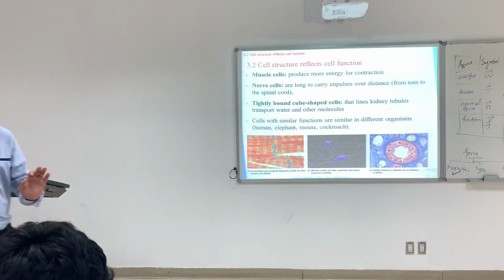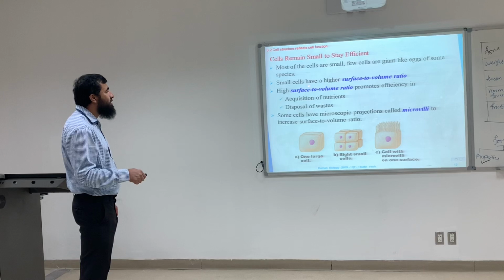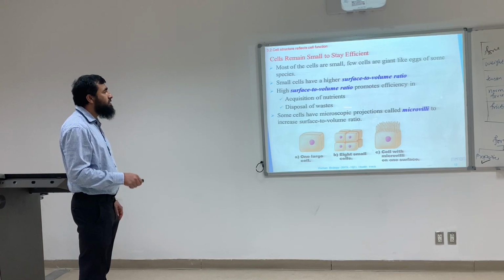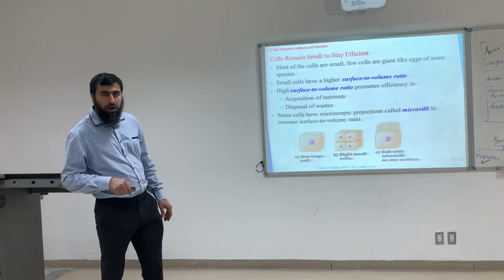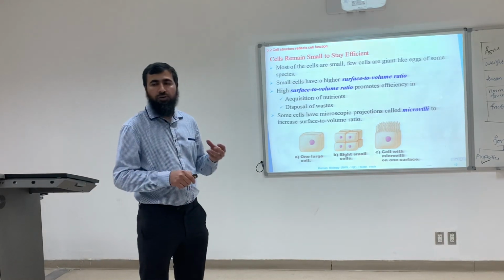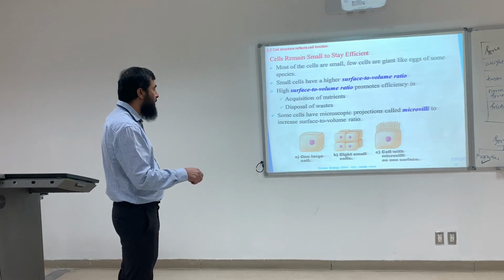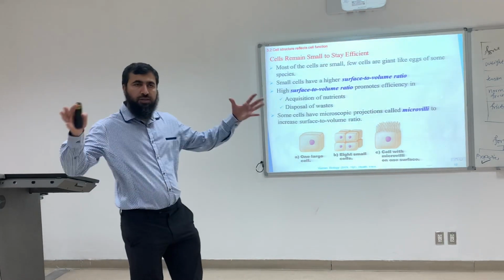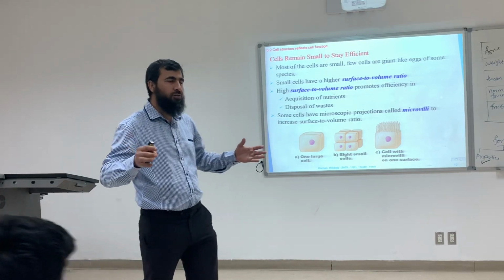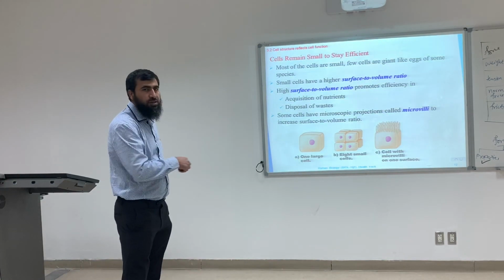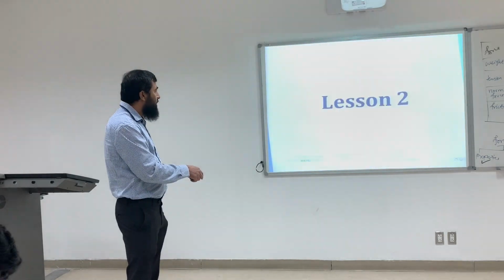The other thing to know is that the cell surface to volume ratio is kept high. Remember that cells which are small have a high surface to volume ratio. So if a cell increases in size, what happens to its surface to volume ratio? It decreases, and the cell becomes less efficient.